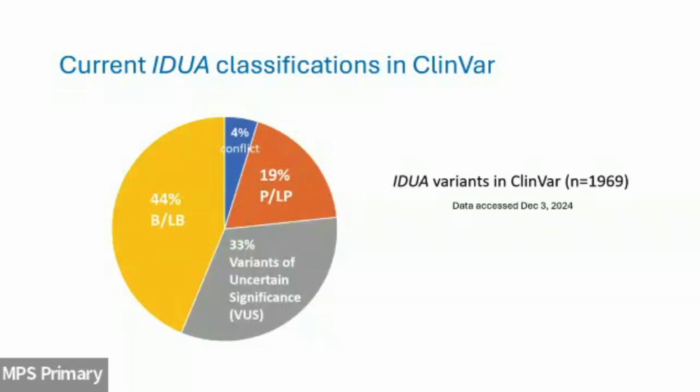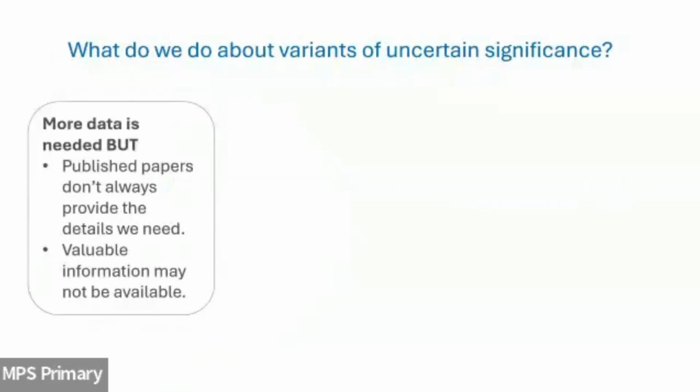But more important, maybe, are these variants of uncertain significance, which you've already heard about. About a third of IDUA variants in ClinVar are classified as uncertain significance. So we just don't know whether these variants are causing disease or not. And clearly, this is not helpful for patients. So what do we do about all of these variants of uncertain significance? Well, many of these have uncertain significance because we just don't have enough data to be able to classify them as pathogenic or benign.